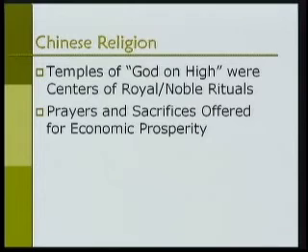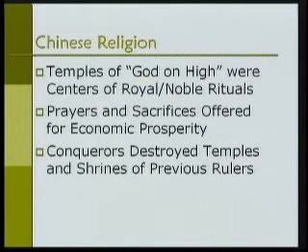Prayers and sacrifices were offered for economic prosperity, as it happens in any culture, any civilization. And conquerors, they would destroy the temples or the shrines of the previous dynasty or the previous rulers. So once their temples were destroyed, that meant as if their gods were destroyed, or their relationship with the god was destroyed because the temple was destroyed. This is something like, as I said, the capital had to be destroyed because capital stood for this, a symbol of the power of the family or the dynasty.